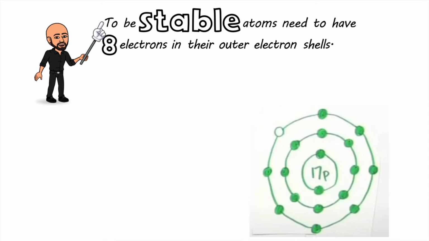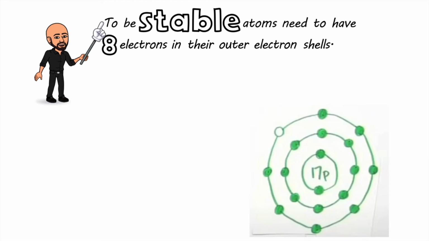Here is our chlorine atom. We have 17 protons in the nucleus. We have 2 electrons on the first orbital, 8 on the next. And then you see we have this one lonely spot right here where it has room for one more. And to be stable, chlorine really wants that extra electron.